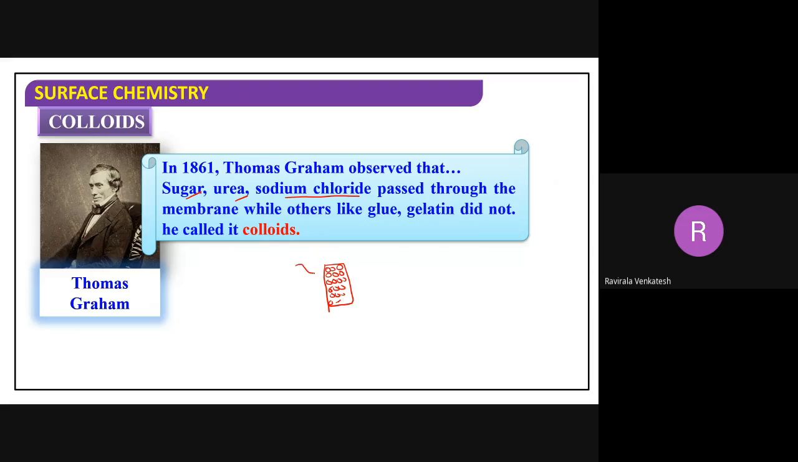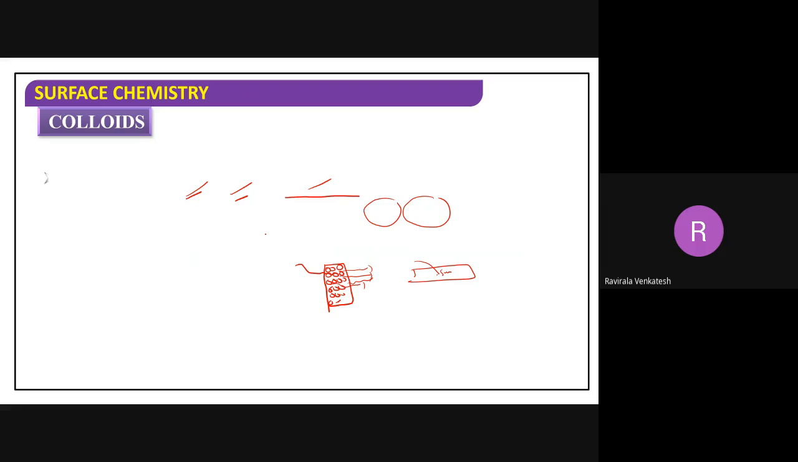Now, when you pass sugar into this, sugar is passing, urea is passing, sodium chloride is passing through the membrane. But when you pass glue and gelatin into this cell membrane, they are not passing through it. They remain on the surface only. Glue and gelatin are not passing through the cell membrane. Sugar, urea, and sodium chloride are passing through it.